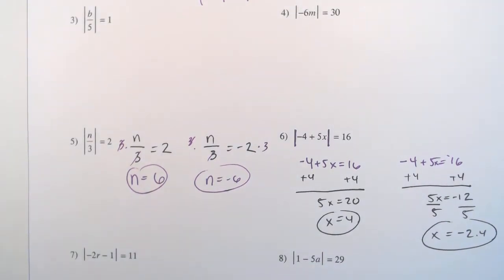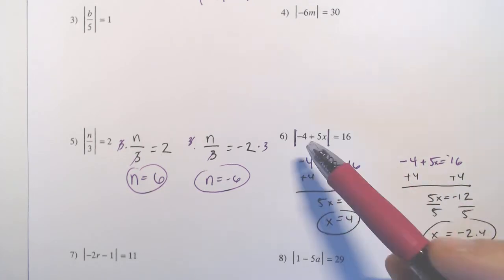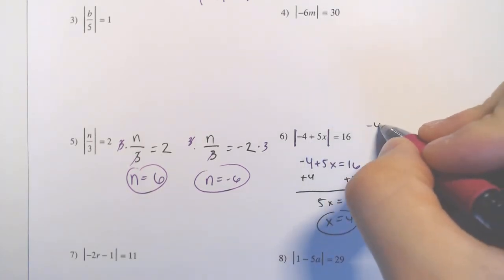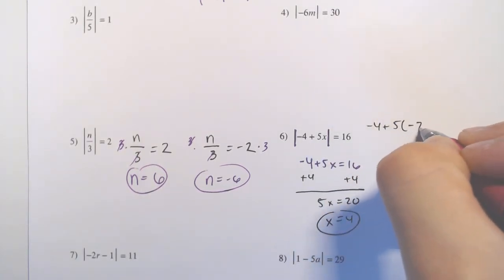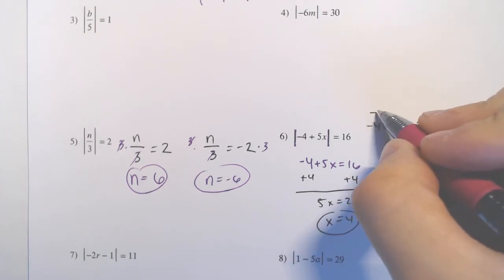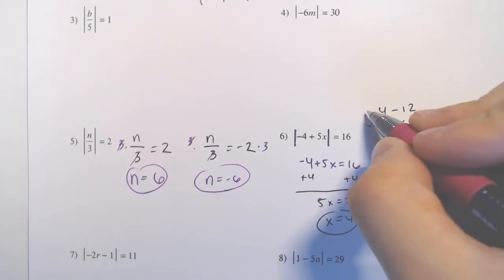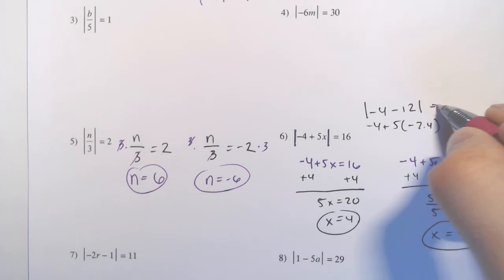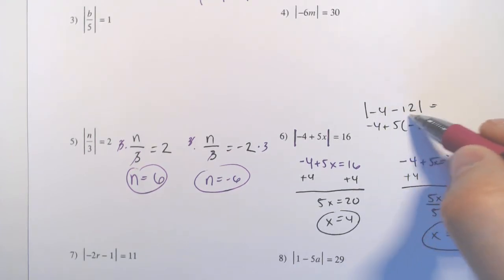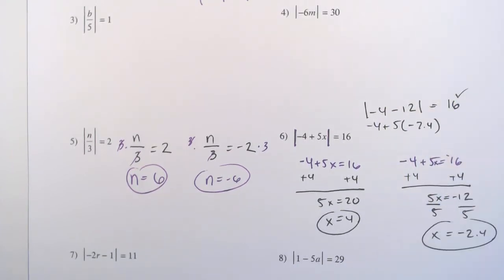Okay? And I would highly recommend plugging those in. I would see if it worked. Now, plugging in negative 2.4 would be a pain in the tuchus, but it would still work. When you plug it in, you'd get negative 4 plus 5 times negative 2.4, which ends up being negative 4 minus 12. Is the absolute value of negative 16 equal to regular 16?